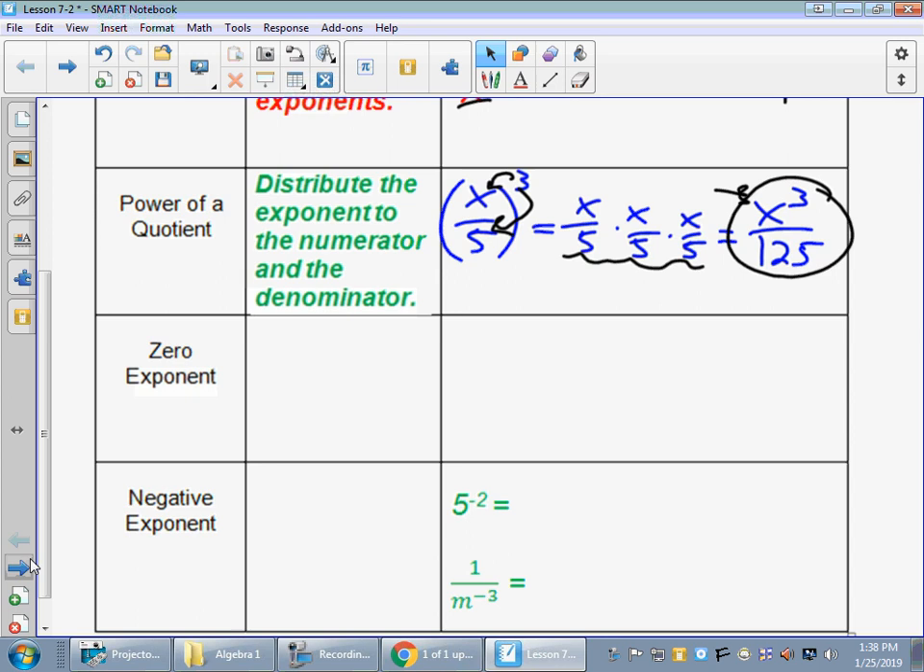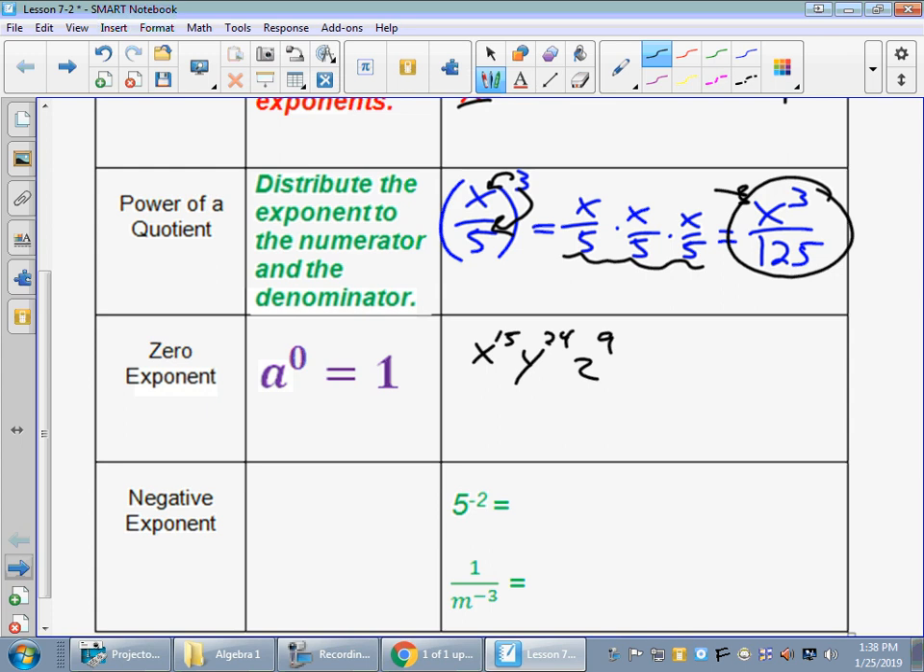All right, zero exponents. Zero exponents is my favorite because it's very, very simple. Anything to the 0 power equals 1. So if we look at the example, say we had x to the 15th power, y to the 24th power, and z to the 9th power. If all of that together was to the 0 power, what's that going to be equal to? 1. Just 1. Don't get confused with all that other stuff. Anything to the 0 power is 1. So all this stuff in parentheses would just equal 1.